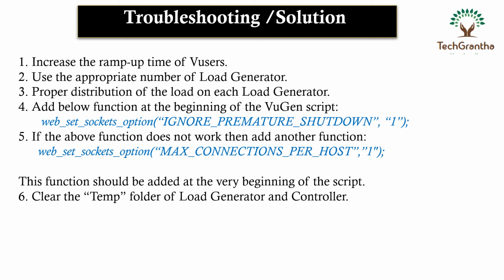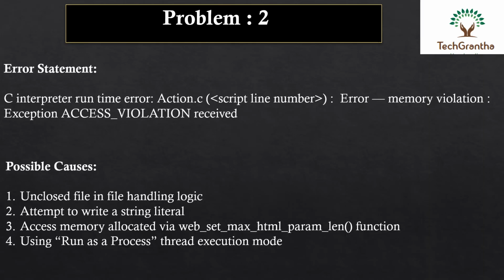Apart from that, the most important thing you can do whenever you are doing the execution is to clear the temp folder on your particular LG machine. There is no requirement to do it every execution, but after every two executions, try to clear the temp folder, and you can restart the system also before your execution. Those are the troubleshooting solutions for the server premature connection issue.